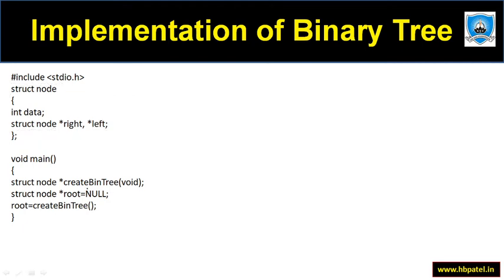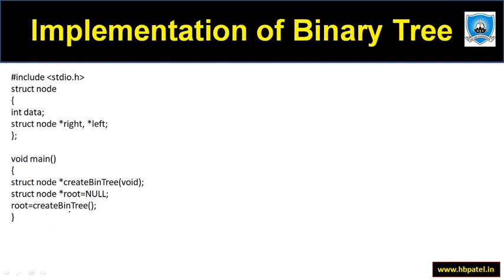Now in main we don't do anything. In main we just call create binary tree, and this function will do everything. We are not going to print it in this particular video, we are just going to create it. In the next video we will show you how to display the elements. So this function will create the tree, and it will return the address of the very first, the topmost root node.